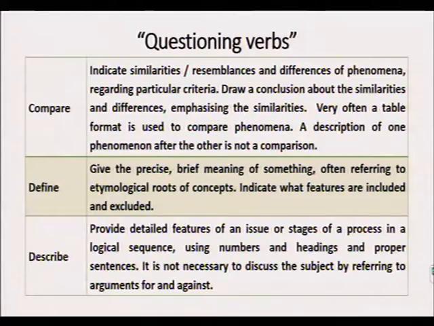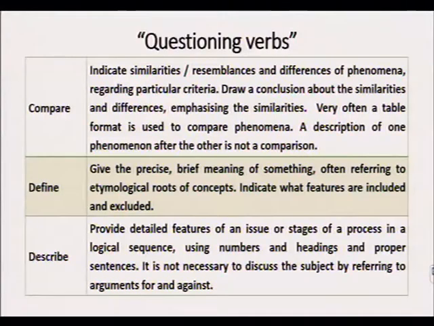Define is a very low level verb. It says you must give a precise, brief meaning of something, referring to the etymological roots of the concept. So it means you need to indicate the features of that thing. If one says define inclusive education, then you need to bring out the main features of that concept. Describe. Describe asks you to provide very detailed features of something, of a status or process, in a logical sequence. You need to use numbers and headings, and you need to use proper sentences when you are describing something.